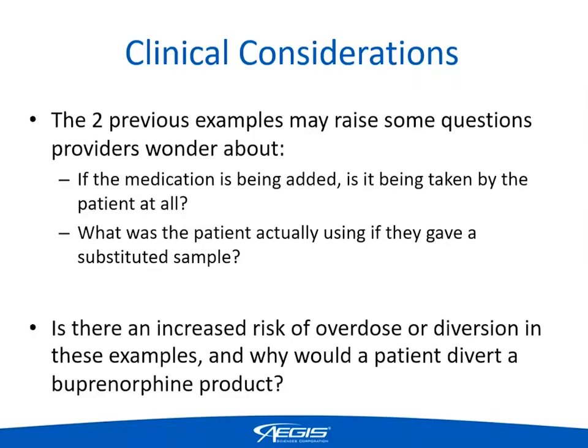And then in the cases where they may be trying to hide something with a synthetic urine, for example, do they have an increased risk at that point in time of an opioid overdose? Are they reusing their opioids of choice or other illicit drugs, or are they diverting the medications to other people, and what are the reasons behind that?